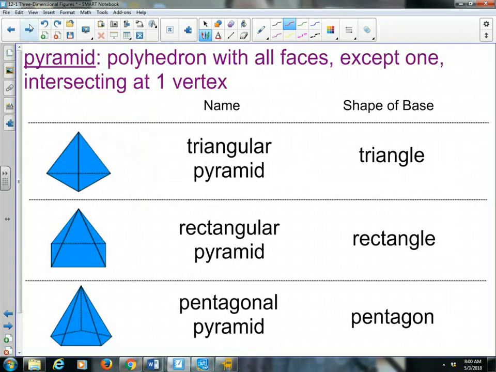Next shape is a pyramid. A pyramid is a polyhedron with all faces except one intersecting at the vertex. The only face that does not intersect at the vertex is the base. And again, we name a pyramid by its base. We don't just call this a pyramid. We say that the base is a triangle, so we call it a triangular pyramid.